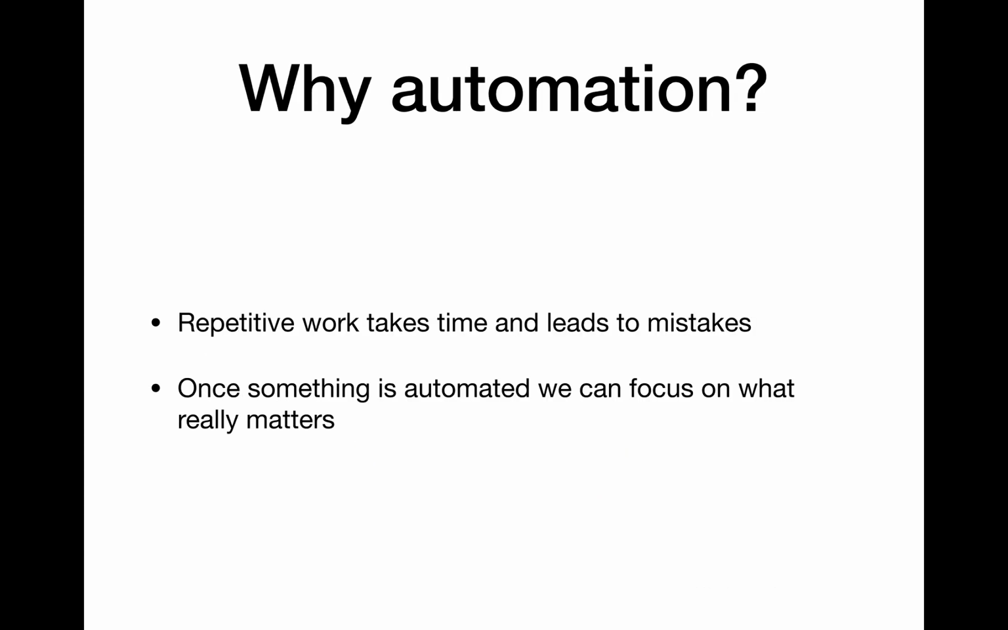So let's see why automation. Automation is when we automate repetitive things that we normally do manually, so this gives us enough time to focus on other things that really matter. And also, if we don't automate, the repetitive work could lead to mistakes.